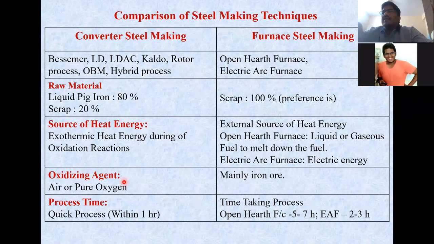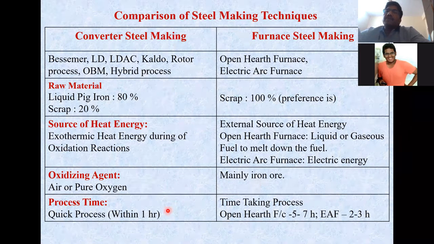As we know, steel making is mainly an oxidation process. The oxidizing agent in converter steel making is either air, in the Bessemer process, or pure oxygen in all other processes. Whereas in this particular one, iron ore is the main one. They may add some amount of oxygen in later stages, but iron ore is the chief source of oxidizing and refining in this process.